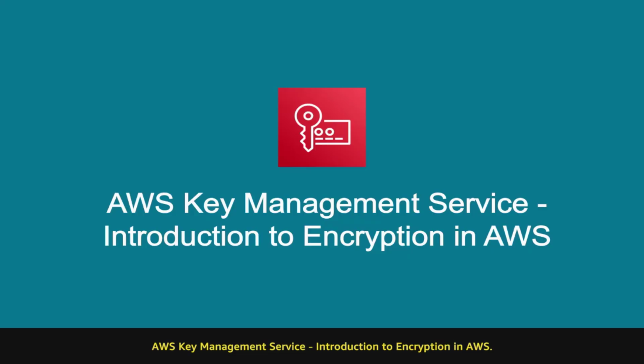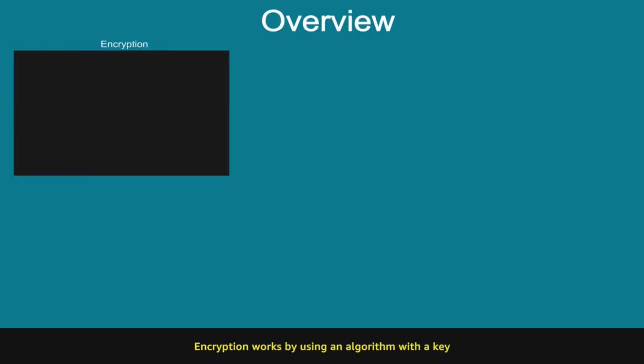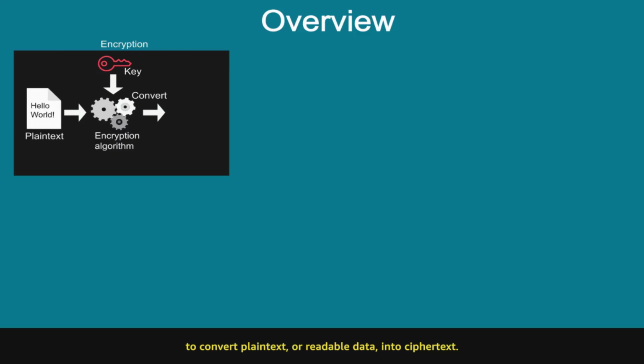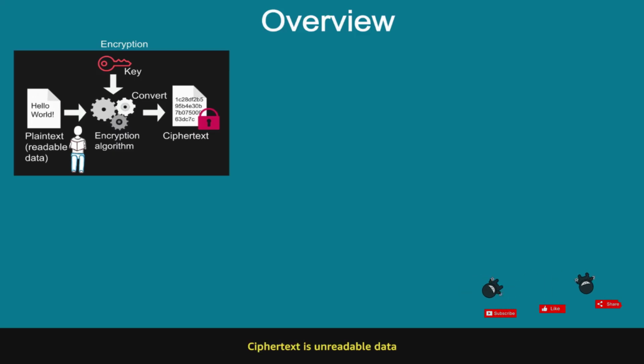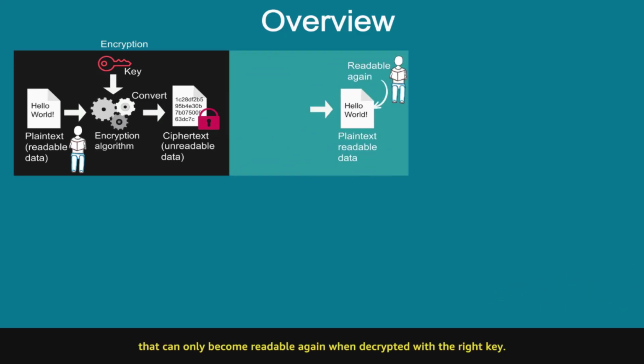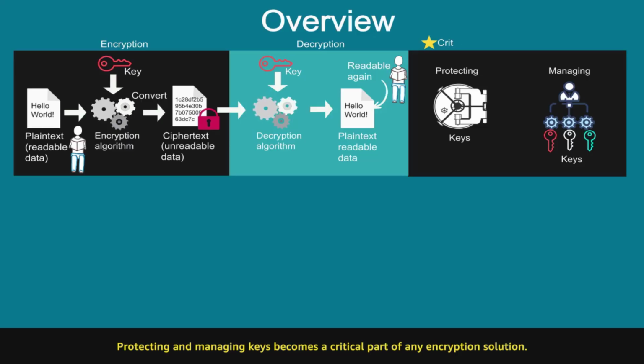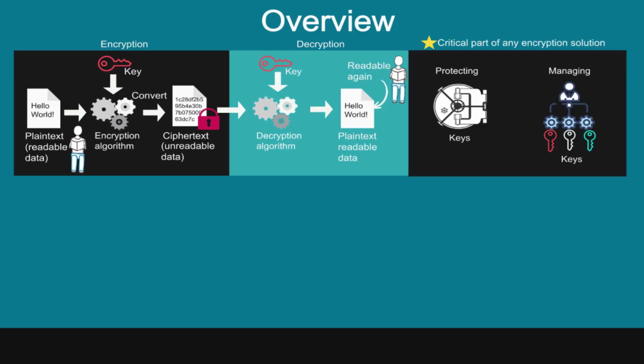Introduction to Encryption in AWS. First, let's define encryption. Encryption works by using an algorithm, with a key, to convert plaintext, readable data, into ciphertext. Ciphertext is unreadable data that can only become readable again when decrypted with the right key. Protecting and managing keys becomes a critical part of any encryption solution.